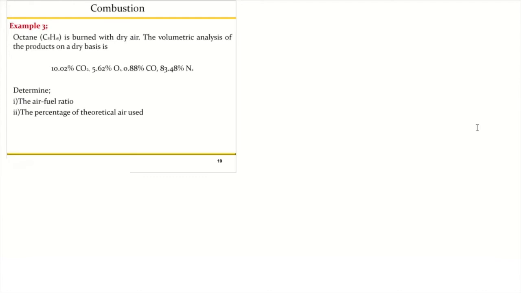But this is reverse combustion. It is different. The information given is at the product side itself. So how do you balance this one? It is actually to find how much fuel and air are used. So let's see the example. You might want to pause your video to try the example.